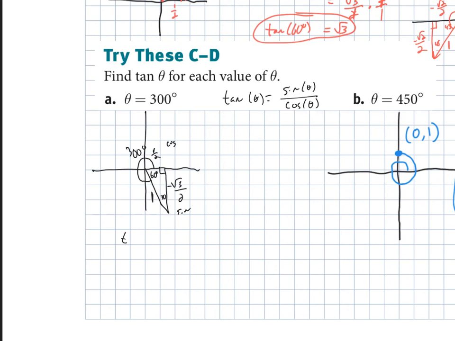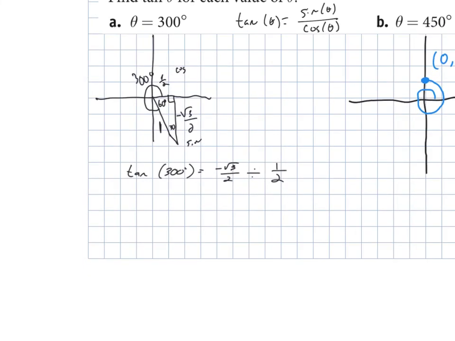So therefore, the tangent of 300 degrees is sine divided by cosine. So sine is negative root 3 over 2 divided by 1/2. As we go to solve this, I'm using the idea that if I'm dividing two fractions, I can multiply by the reciprocal of the second one. The 2 over 2 will simplify, and I get negative root 3 over 1, but I just need to write it as root 3, negative root 3.